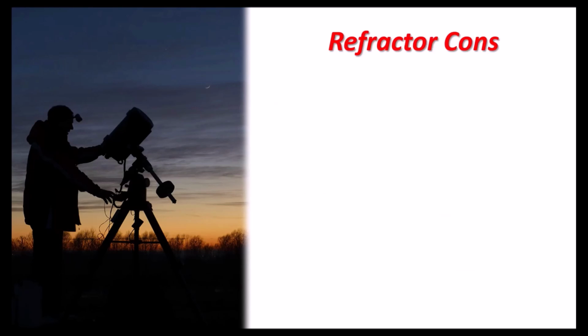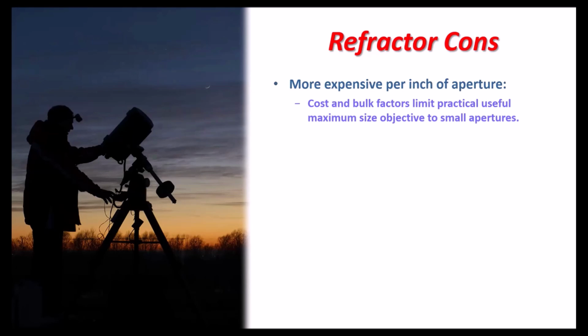Okay, so here are the cons of a refracting telescope. The first one is your pocketbook. They are the most expensive per inch of aperture, especially in the apochromatic design, because boy, do they get expensive as they get bigger. The cost and bulk factors, because as they get larger in aperture they get very long, limit the practical maximum size of the objective to small apertures.